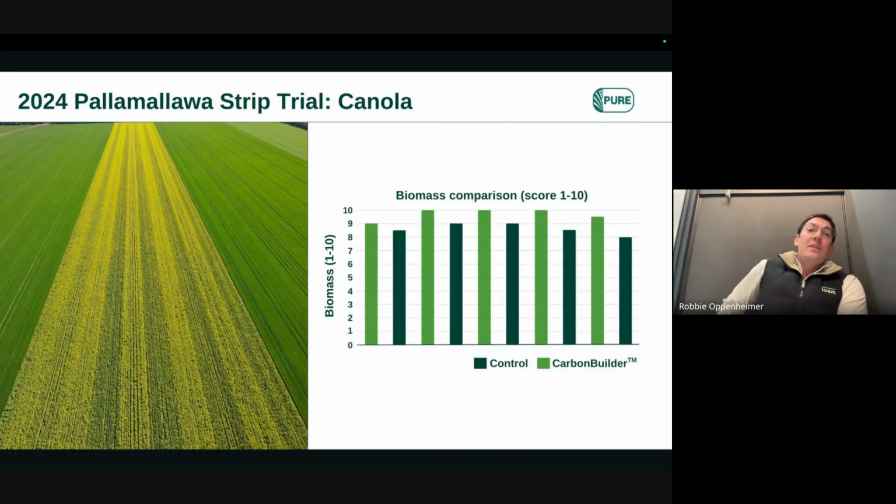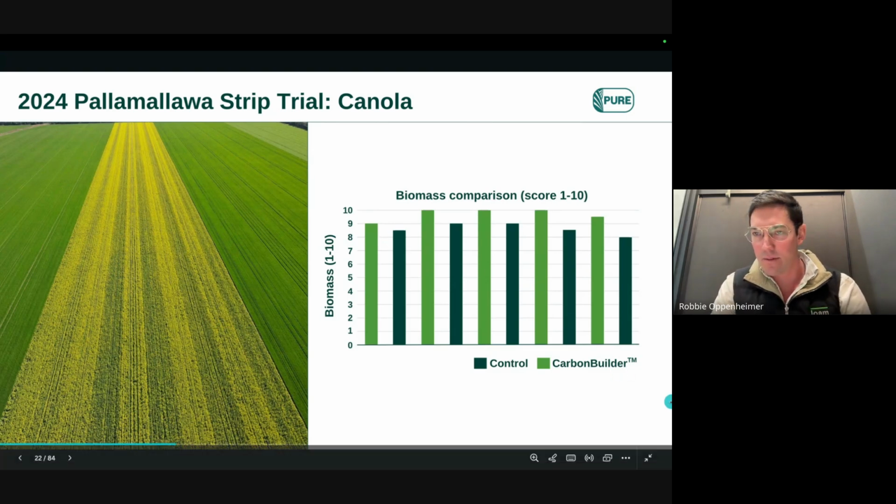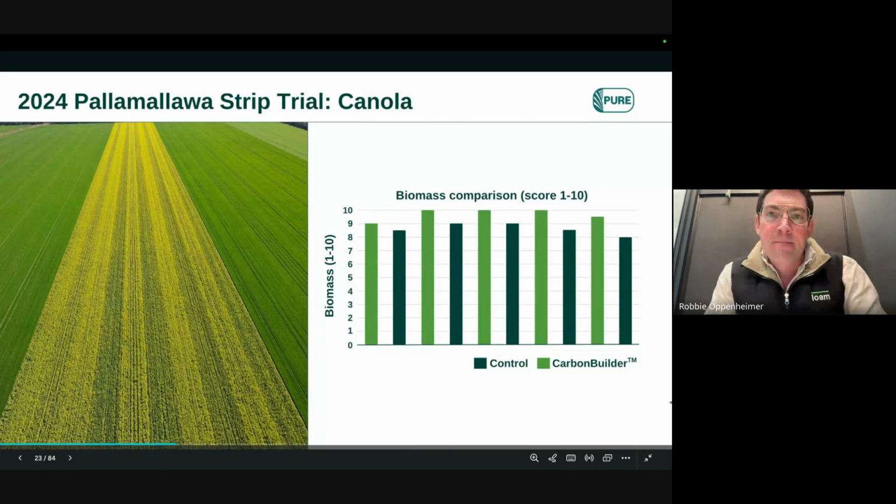This is jumping back to that strip trial that we saw before, where there was the increase in water infiltration. In this trial, this is the second year of application. It had CarbonBuilder barley in 2023, CarbonBuilder canola in 2024, run by Pure Grain and their team up at Dimpler Trial Farms. In this case, as you can see from the drone image, an increase in biomass in every treated strip compared to the untreated strips.